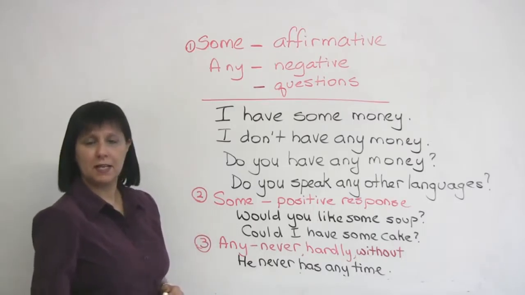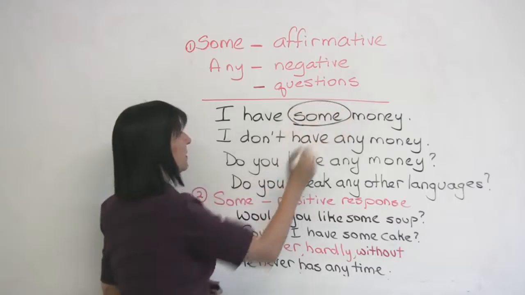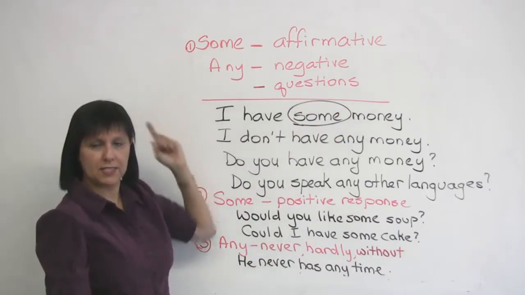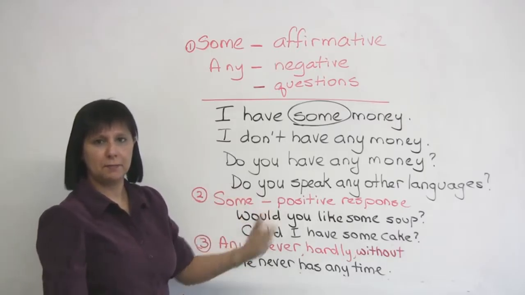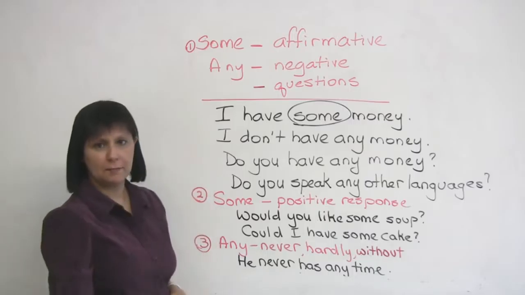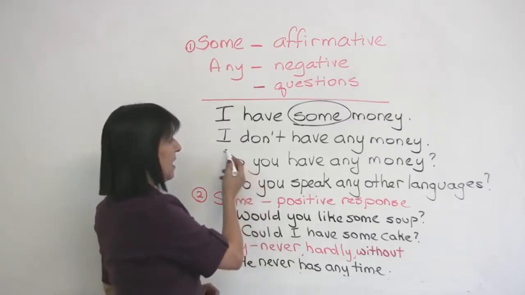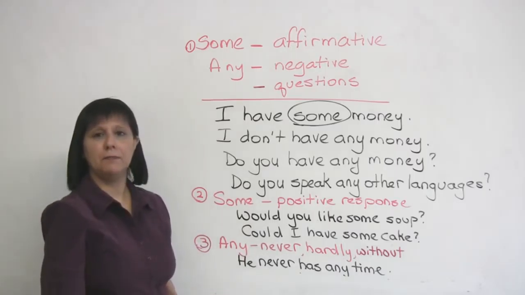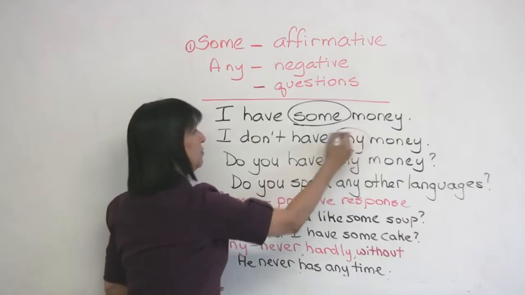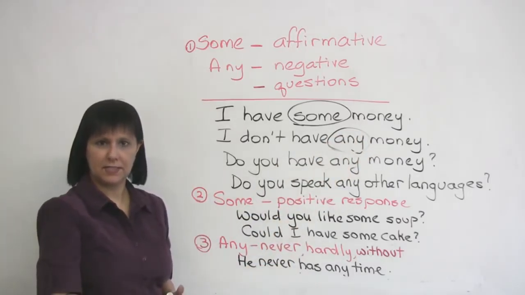I have some money. Now here we used some because it was an affirmative sentence. It's a positive sentence. I have some money. I cannot say I have any money. Now, let's look at the next example, which is negative. I don't have any money. Now we used any because any is used in a negative sentence.